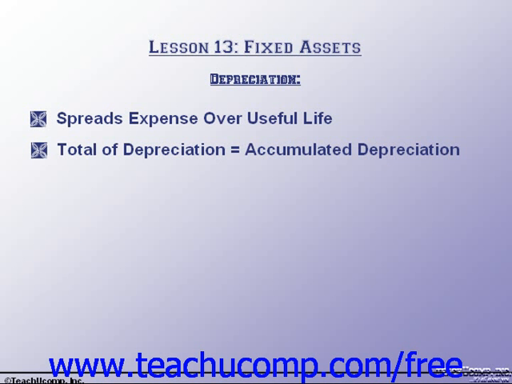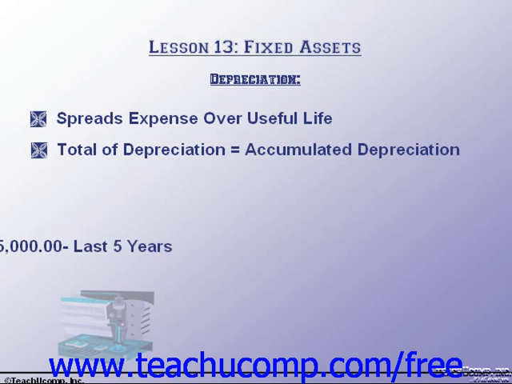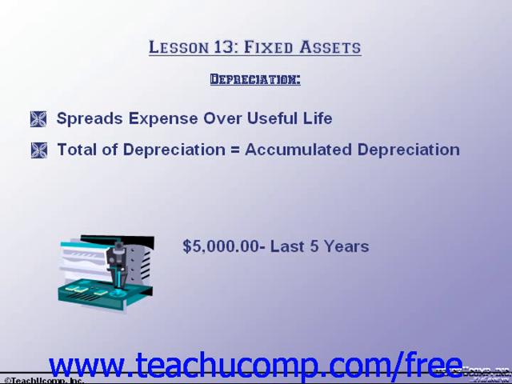By depreciating an asset, the owner gets the tax benefits of the cost of the asset over a longer period instead of all at once. For example, if you purchase a $5,000 piece of equipment that will last you 5 years, you may deduct $1,000 each year for each of the 5 years as depreciation expense.